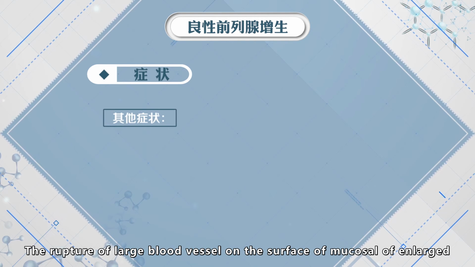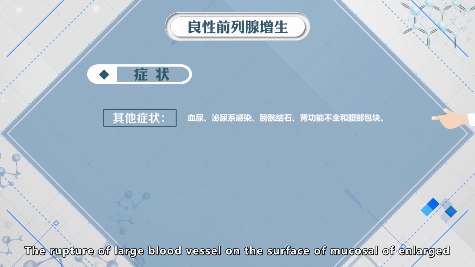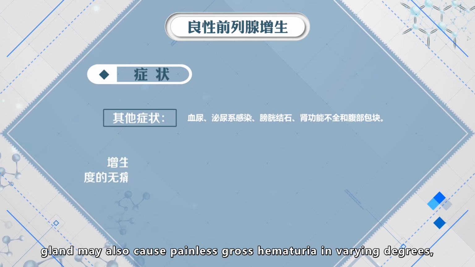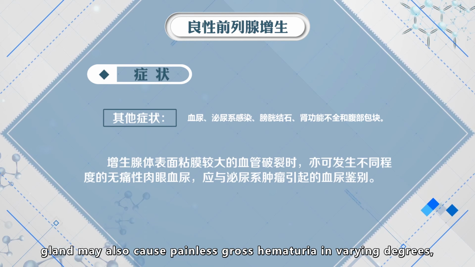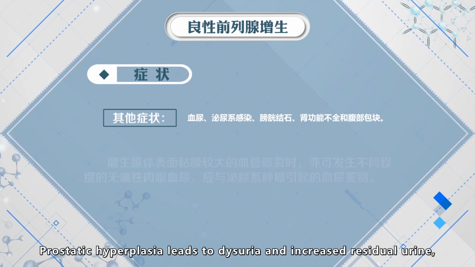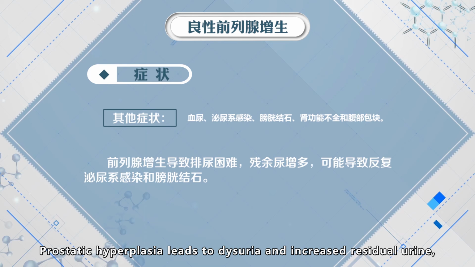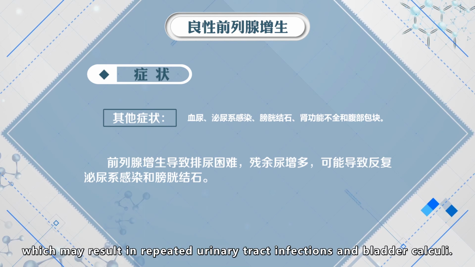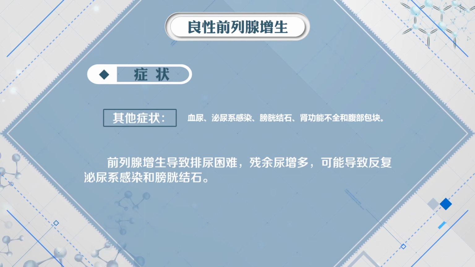The rupture of large blood vessels on the surface of the mucosa of a large gland may also cause painless gross hematuria in varying degrees, which should be distinguished from hematuria caused by urologic tumors. Prostate hyperplasia leads to dysuria and increased residual urine, which may result in repeated urinary tract infection and bladder calculi.